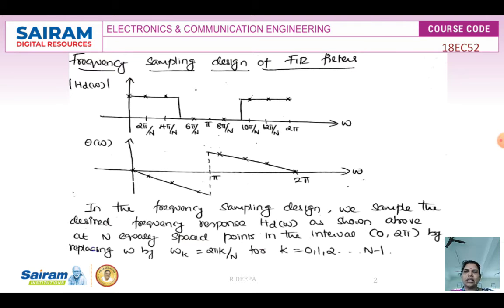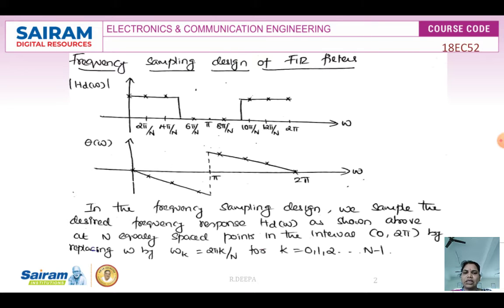So what is frequency sampling? Once we draw the frequency response of the FIR filter, you need to sample it. Based on that we are going to draw the structure also. So for that let us take the frequency response of the FIR filter, which is written as HD of omega. Even the phase response also I have drawn. So this first graph represents the magnitude frequency response of the FIR filter, and the second one represents the phase response of the FIR filter.